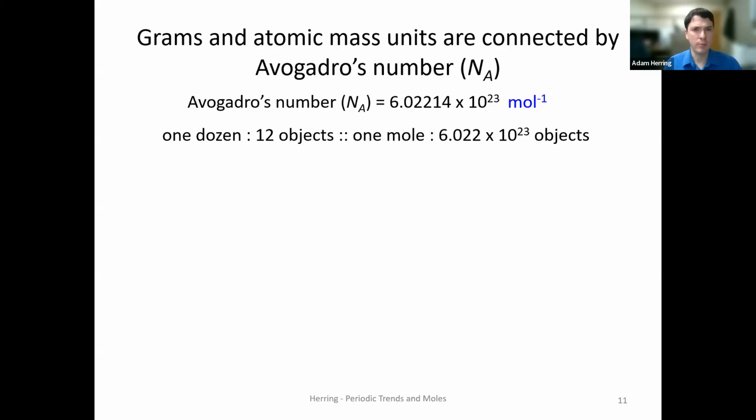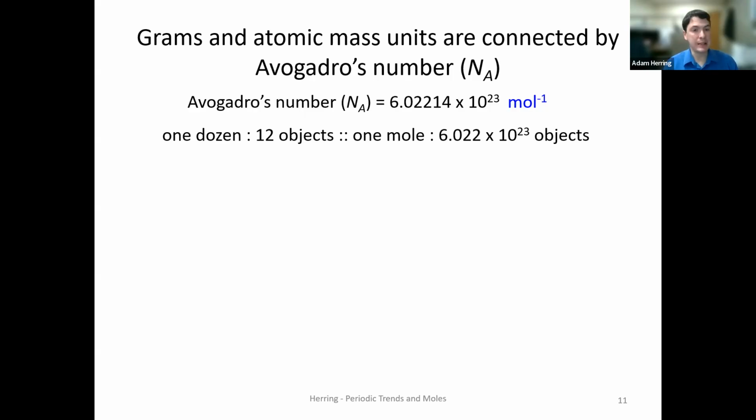So let's talk about the mole. A mole is a fixed number in the same way that a dozen is a fixed number. So a mole is also referred to as Avogadro's number, and it is the number 6.02214 times 10 to the 23rd power. That's a massively huge number.